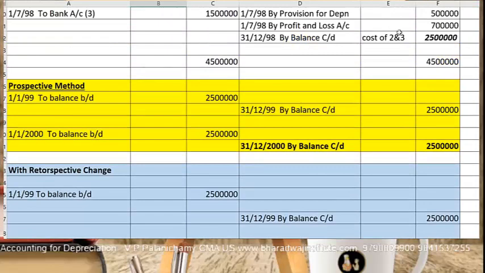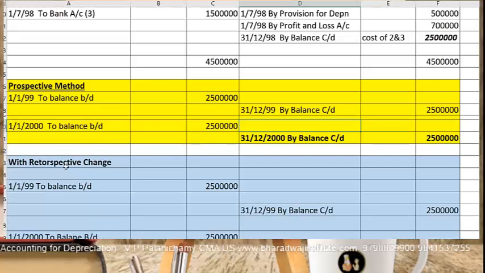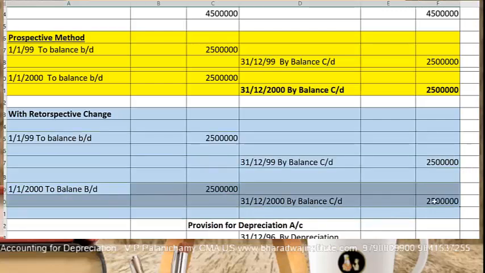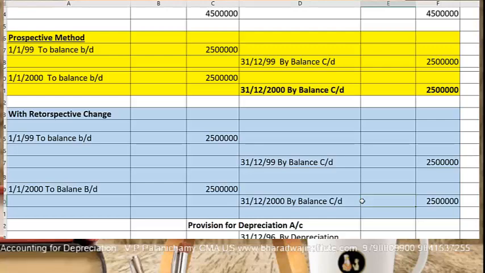Prospective change also. What is the closing balance? This 25 lakhs will come. No depreciation will be charged in the asset. The asset will continue at the same price. Retrospective method also. The depreciation will not be charged to the asset. It will go to a separate account, that is provision for depreciation account.